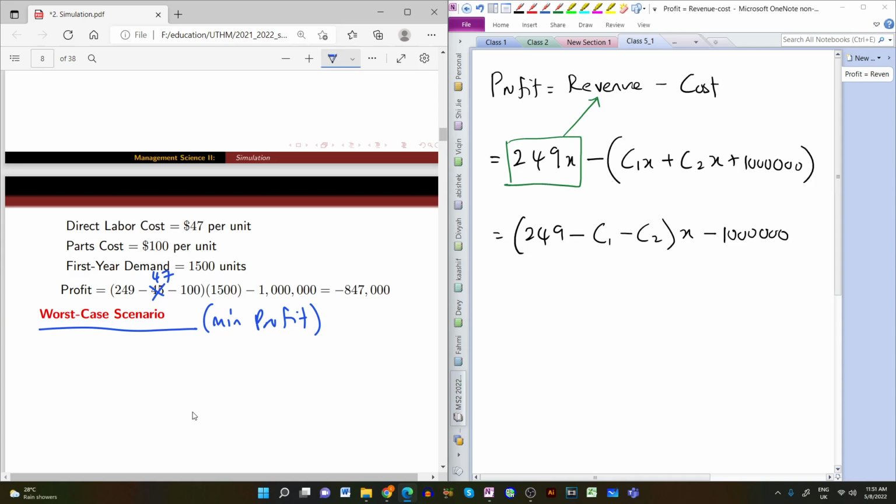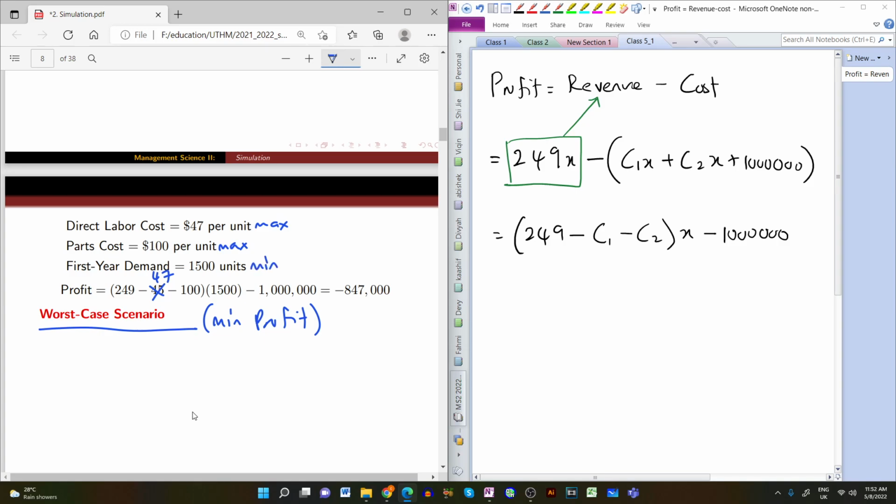Let me double check. Sometimes I make some mistakes. And for you to get minimum profit, your demand also will be less. So the cost is maximum, but the demand must be minimum so that your profit gets less.